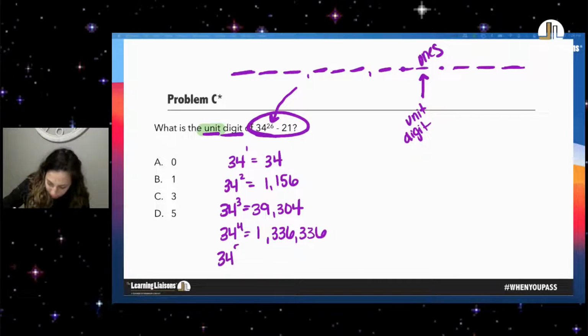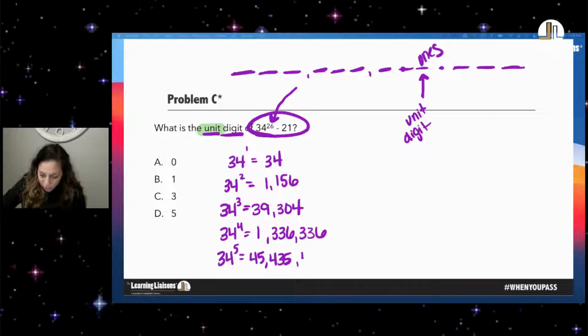34 to the fifth power equals 45,435,435,424. Our unit digit is cyclical, which means it follows a pattern, which is so cool. So it's going 4, 6, 4, 6, 4. What do you think is going to come next? 6. You're absolutely right. And it's going to follow that pattern infinitely.